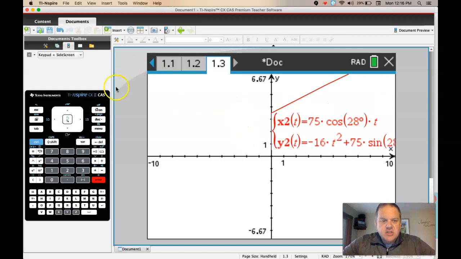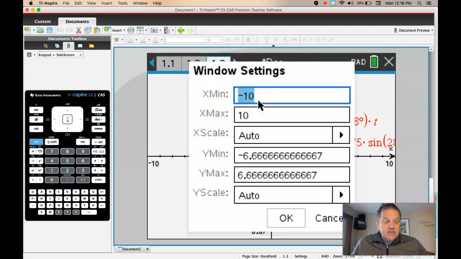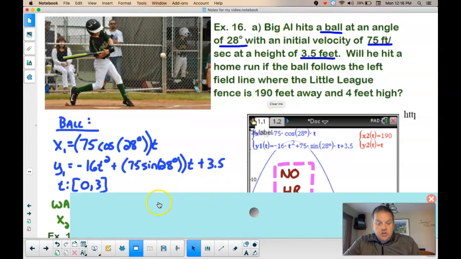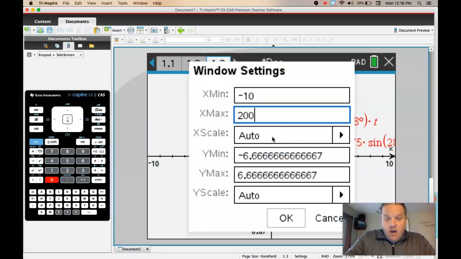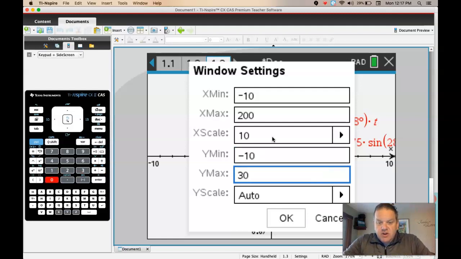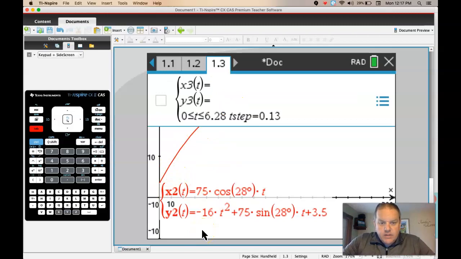Can't really see it. Let's adjust our window settings. So now X, that's going to be horizontally. We need to see if that ball can go 190 feet, which means I need to go out to at least 190 feet. So we'll go out to 200. Then my Y's, now that ball's going to go up and get off of the ground for a little bit. So let's go from -10 to, let's see if it goes 30 feet in the air. We'll know instantly when we see the graph. Oh, okay, so there it is. We're good there. But that's the flight of the ball in 1 second.